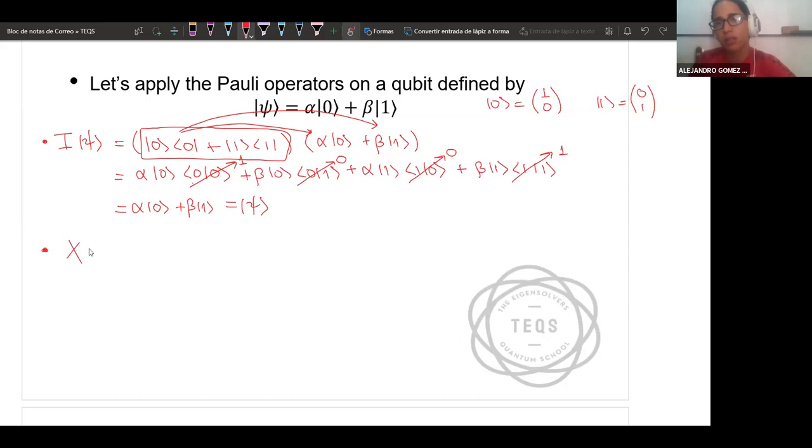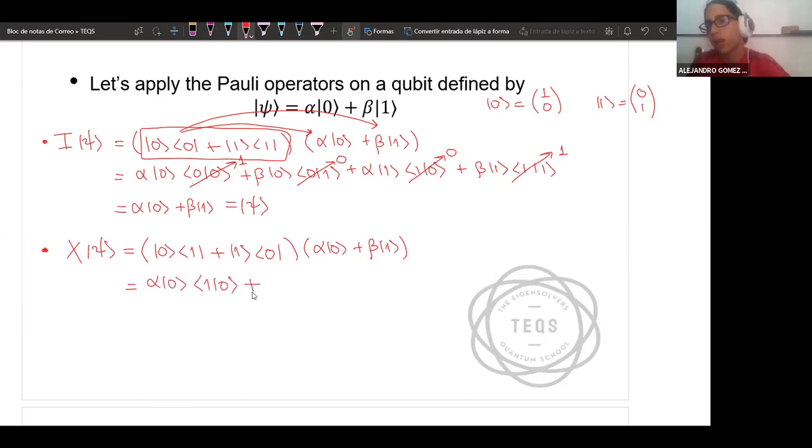Now we can do the same with the X operator, for example. The X operator was defined as 0, 1, plus 1, 0. So we're going to apply it on alpha 0 plus beta 1. Okay. So let's do the same thing. We have alpha 0, here 1, 0, plus beta 0, 1, 1, plus alpha 1, 0, 0, plus beta 1, 0, 1. And this is 0 because they're orthogonal. This is 1 because they're unitary.